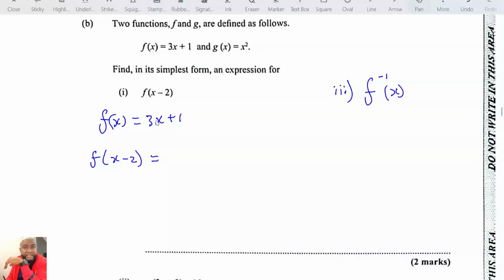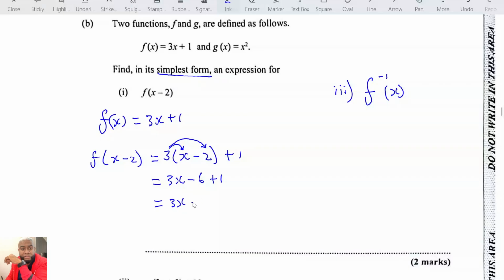I'm replacing x with x minus 2. So I'm going to put 3 open brackets x minus 2 plus 1. Everybody good there so far? Then I need to get rid of the brackets because they said simplest form, right? 3 by x and 3 by negative 2. That will give me what? 3x minus 6 plus 1. This will be equal to 3x minus 5. Everybody good there?